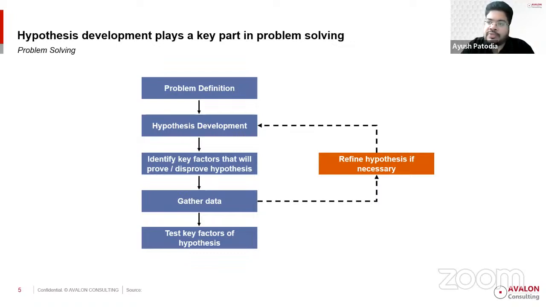Once you identify those factors, you go ahead and gather data for it. It might be primary research, it might be secondary research. Once you have that data, you refine your hypothesis if required, and then you go ahead with testing the key factors of the hypothesis tree that you've done. And then you build up your answer bottom up. What do I mean by bottom up? We'll just get to that.